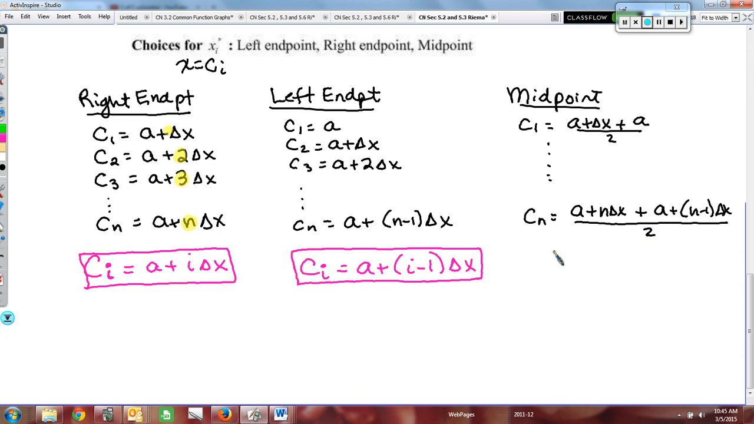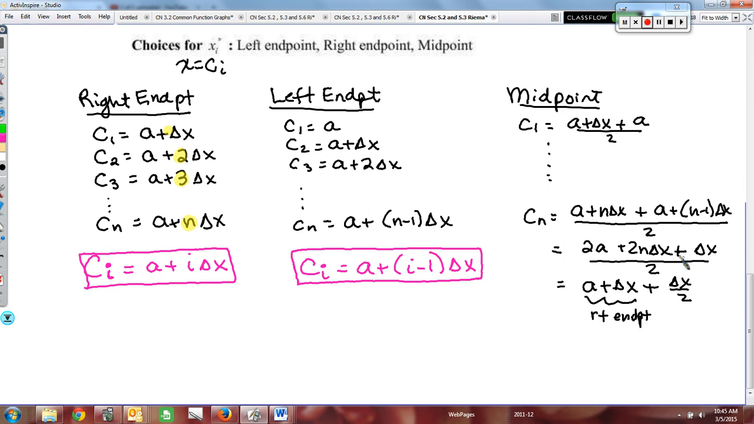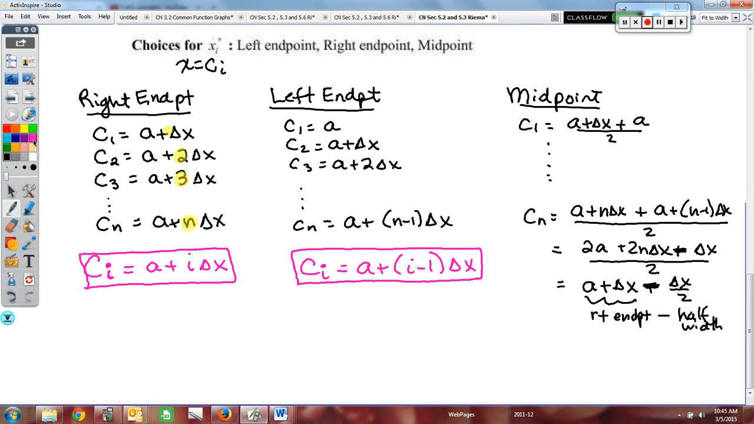This is way complicated, so let's simplify it. So we end up with 2a, and then you have 2 of the n delta x's plus delta x, all over 2, and I'm going to simplify a little bit further: a plus n delta x minus delta x over 2. And then you think, oh, wait a minute. Doesn't that sort of make sense that this is your right endpoint? Oh, and this should be a minus, a little negative mistake. The right endpoint minus half the width. Doesn't that make sense to us? So let's use that for our formula.